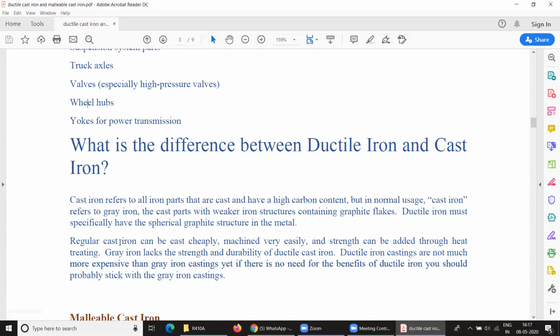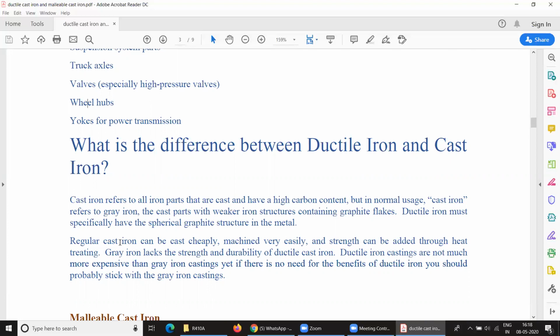So you have four names actually. It is ductile iron, it is ductile cast iron, it is spheroidal graphite cast iron, it is nodular cast iron, and you have all seen the microstructure of this one.